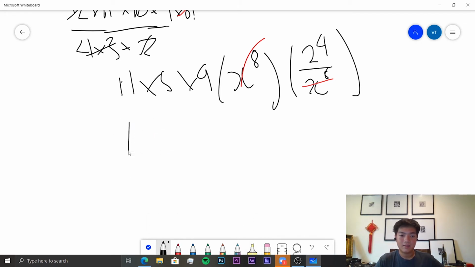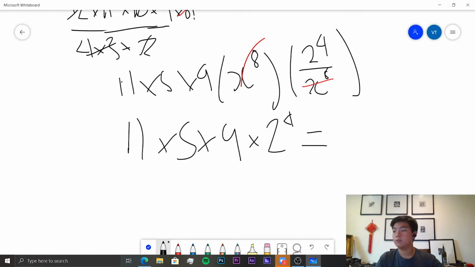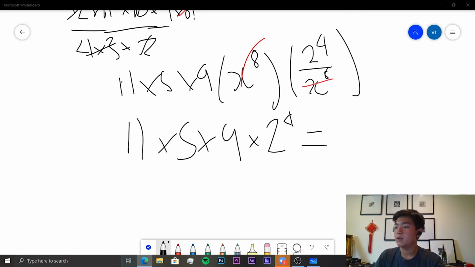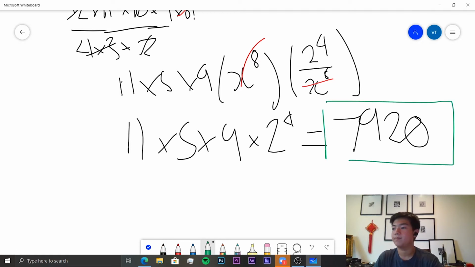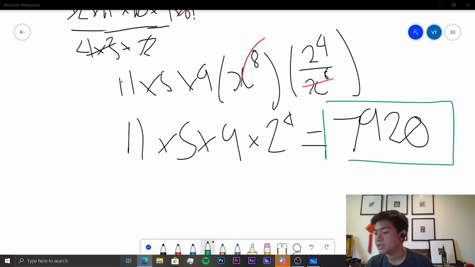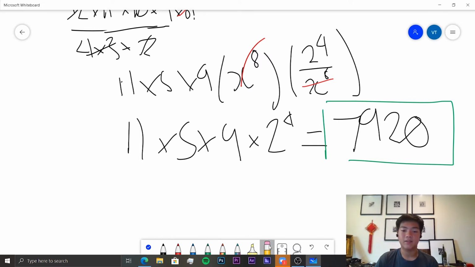11 times 5 times 9 times 2 to the 4th, which is equal to 7,920. And this is the term independent of x. Just check we've got it correct. Yep, we got it correct. Okay, so on to the next problem.